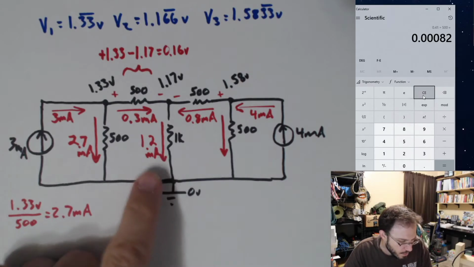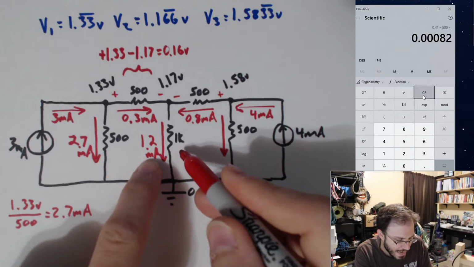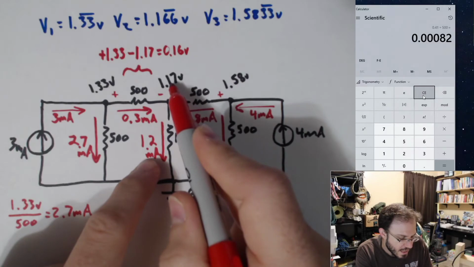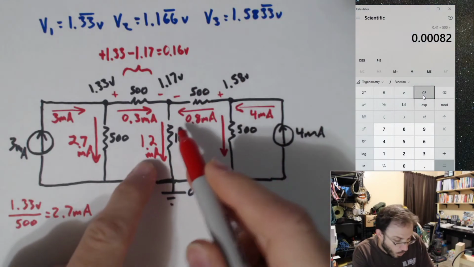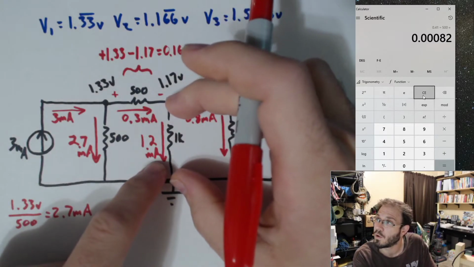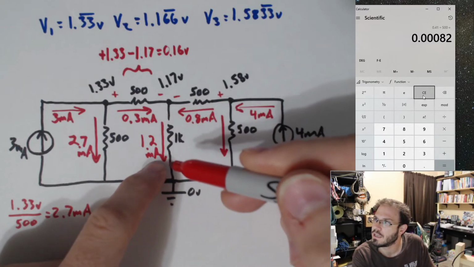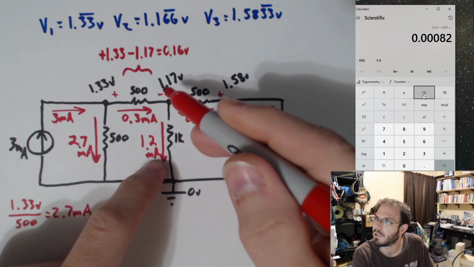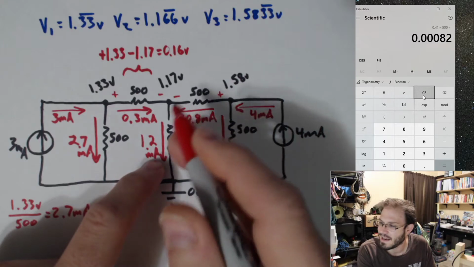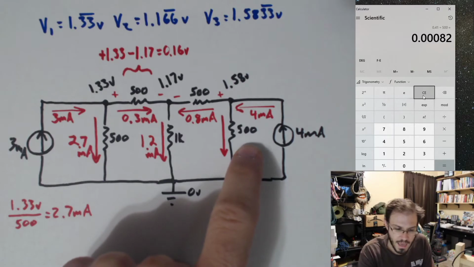Where did I get my 1.2 milliamps? That's going to be 1.17 divided by 1K, right? Because I have 0 volts down here and I have 1.17 volts here. So if you want to use that trick to help you correctly write the voltage drop across them, you can just say that current goes from a larger voltage to a lower voltage. Hence, I have plus 1.17 minus 0 volts. And that is still completely correct.